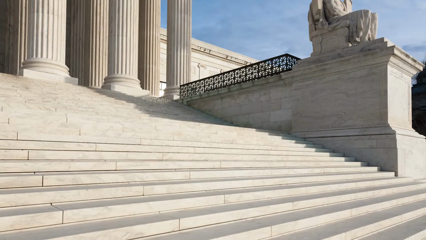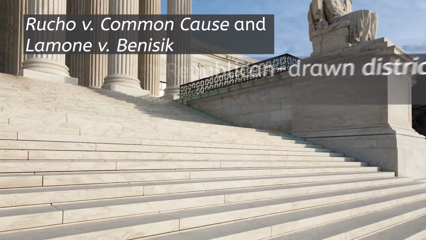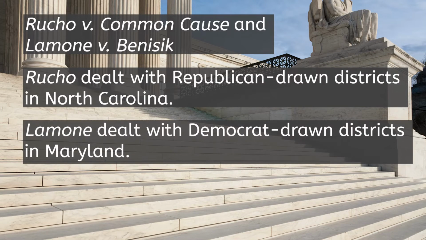In 2019, 2 cases were combined and ruled on by the Supreme Court regarding the issue of partisan gerrymandering that lower courts had struck down. These 2 cases are Rucho v. Common Cause and Lamone v. Benisek. Rucho dealt with Republican-drawn districts in North Carolina. Lamone dealt with Democrat-drawn districts in Maryland.